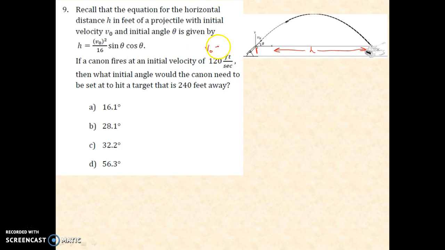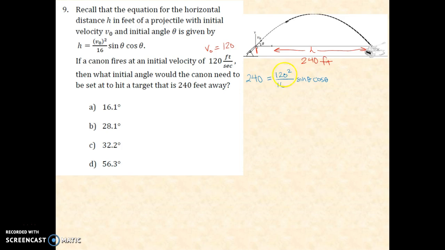So they give us the initial velocity, that's V sub 0, or V sub 0 means when time is 0, is 120. You need to hit a target that's 240 feet away, so H is 240 feet. So let's plug in. So H is 240. 240 equals the initial velocity squared, so 120 squared, over 16 times sine theta cosine theta.